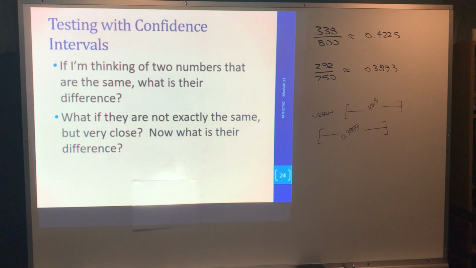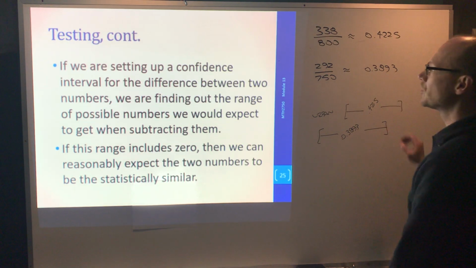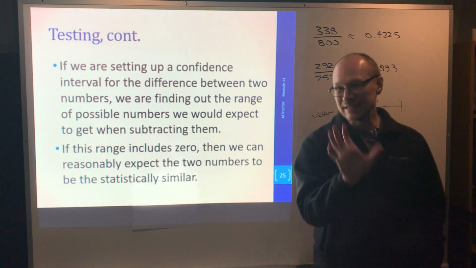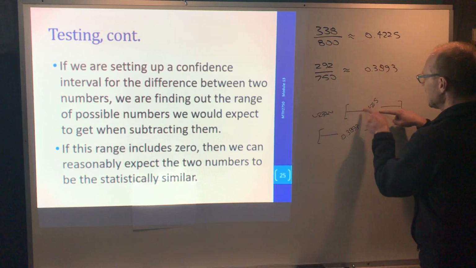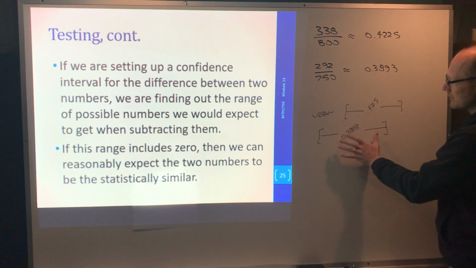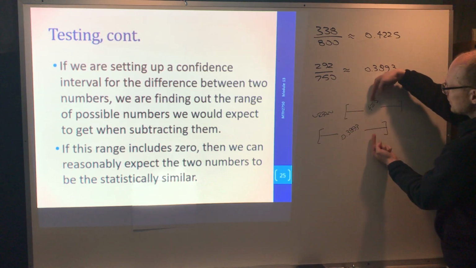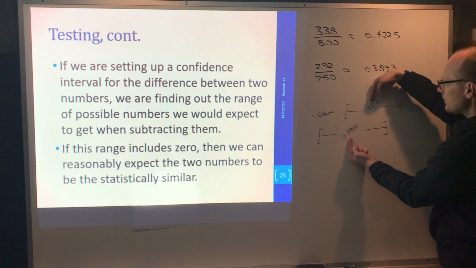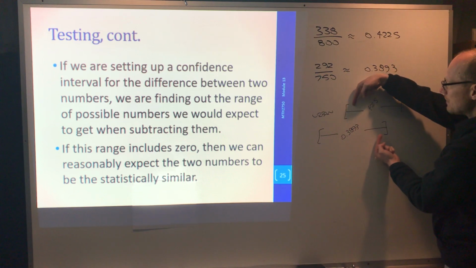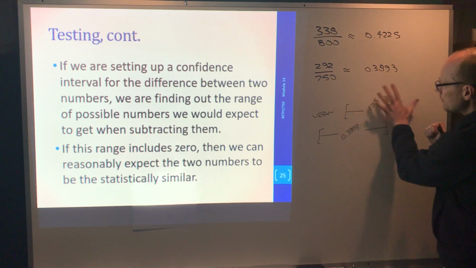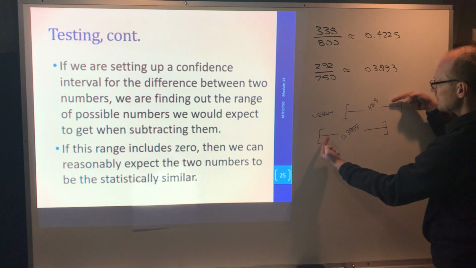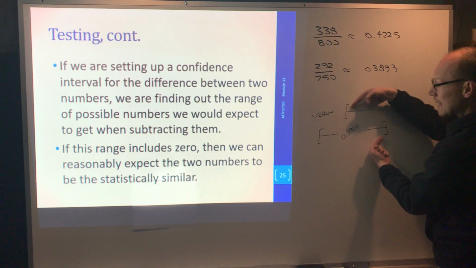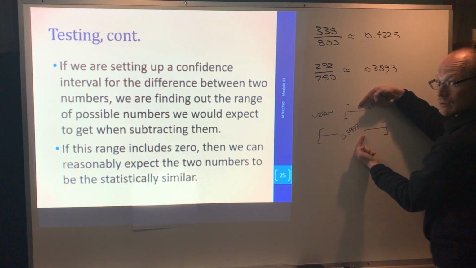And that's the whole idea, kind of what I've said right here, if we're setting up a confidence interval for the difference between two numbers. So let's say that I take a random number from here and subtract it from a random number from here. Sometimes this number might be larger than this number. Sometimes this number might be smaller than this number. And when I take every number from here and subtract it from every number from here, will I sometimes get positive? Will I sometimes get negative? Will I sometimes get 0?